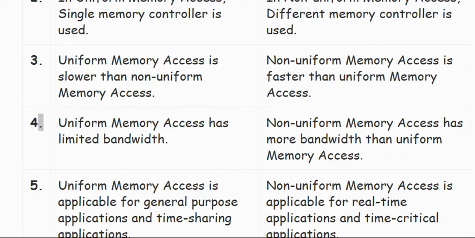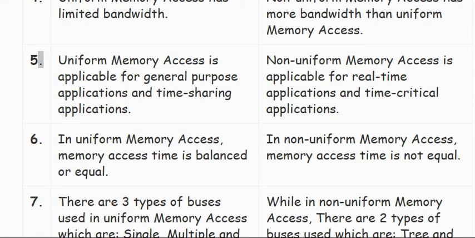4. Uniform memory access has limited bandwidth. Non-uniform memory access has more bandwidth than uniform memory access. 5. Uniform memory access is applicable for general-purpose applications and time-sharing applications. Non-uniform memory access is applicable for real-time applications and time-critical applications.